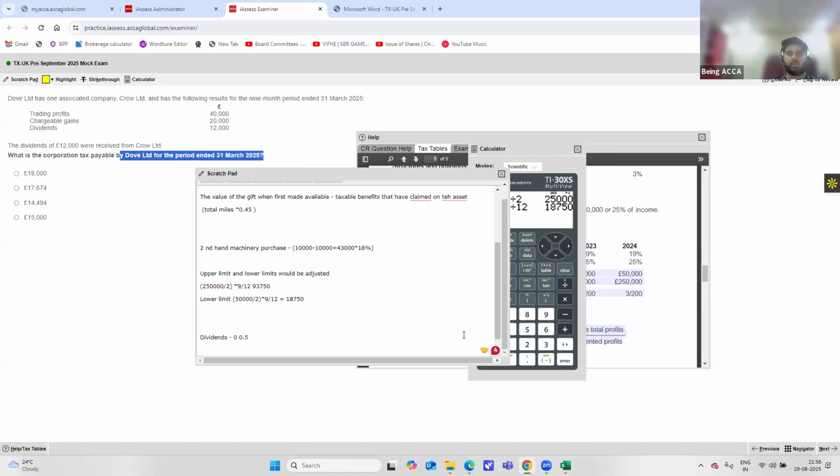Guys, always remember these points. If you're able to identify at the first go what is happening because of the points given in the question, it will make your life as easy as possible. Your calculations would just go like a cakewalk once you're able to identify what they're asking for and what are the factors that are affecting the question. Like here they've asked corporation tax.